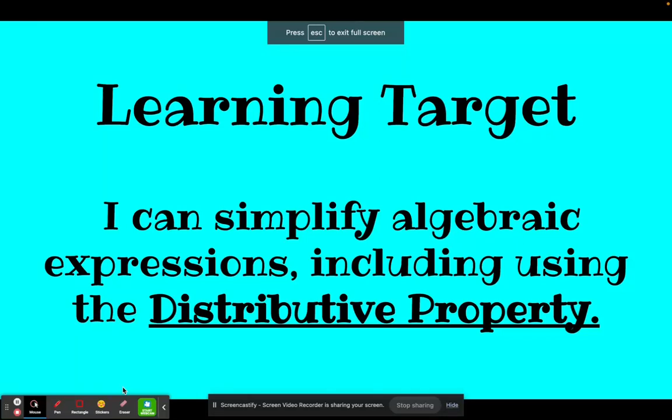So this video is to go over the learning targets, how to simplify algebraic expressions, including using the distributive property. So we're going to dive into distributive property, and then I will probably separate out all the rest of the properties. Okay, so here we go.